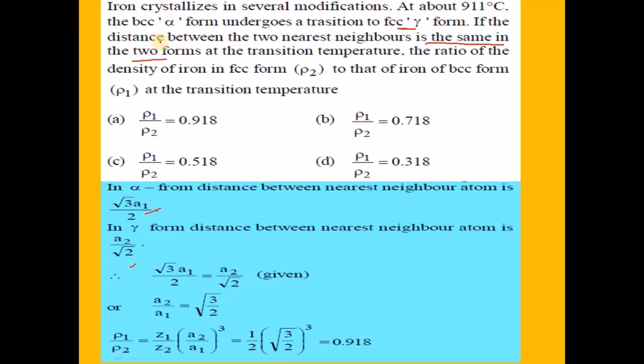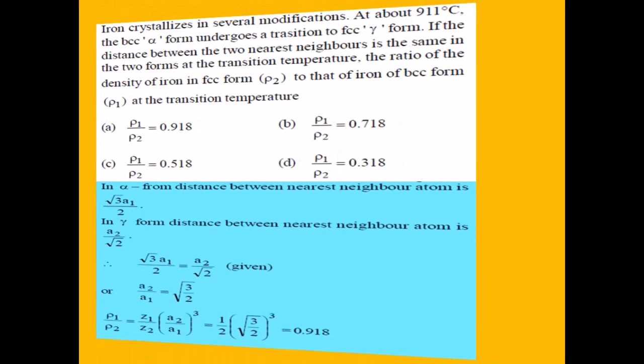Here rho 1 is nothing but the BCC form. In the BCC form the Z1 value is 2, and in the FCC form the Z value is 4. So 2 by 4 is 1 by 2, into this A2 by A1, which we got as root 3 by 2, whole cube. Upon simplification we got 0.918. That means option A is the right option.